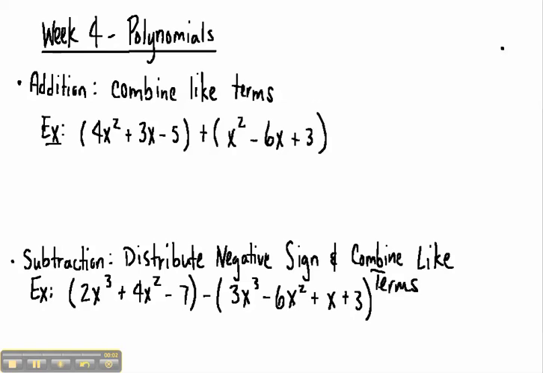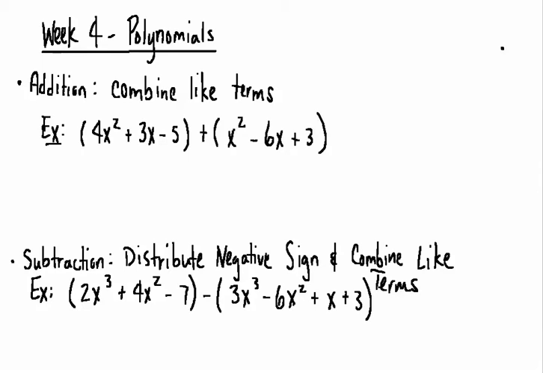In week 4, we talk about the different operations that we can do with polynomials. First thing I want to look at is adding and subtracting polynomials because this is the easiest operation that we can do with this. When we are adding polynomials, what we're doing simply is combining like terms, and that's all there is to it. So I can make my first step to regroup my terms.